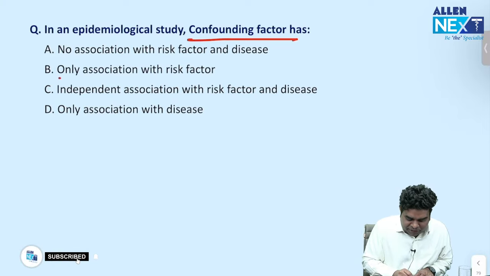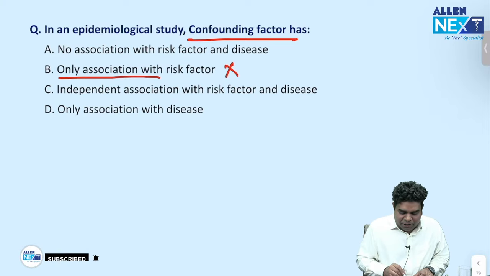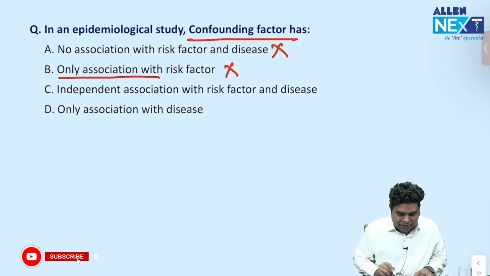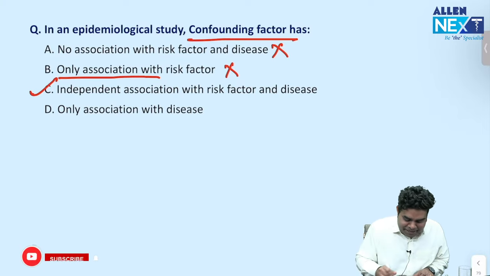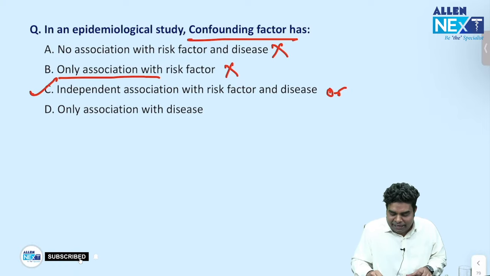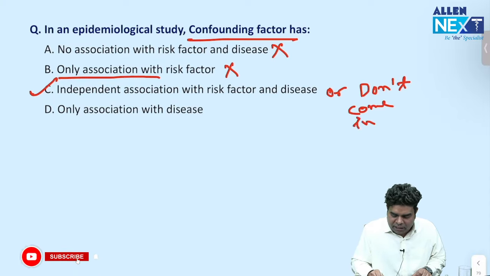it is only associated with risk factor, wrong. No association with risk factor, wrong. Independent association with risk factor and disease. What does independent association mean? Independent association means the confounding factor does not come in the causal pathway. It does not come in the causal pathway.